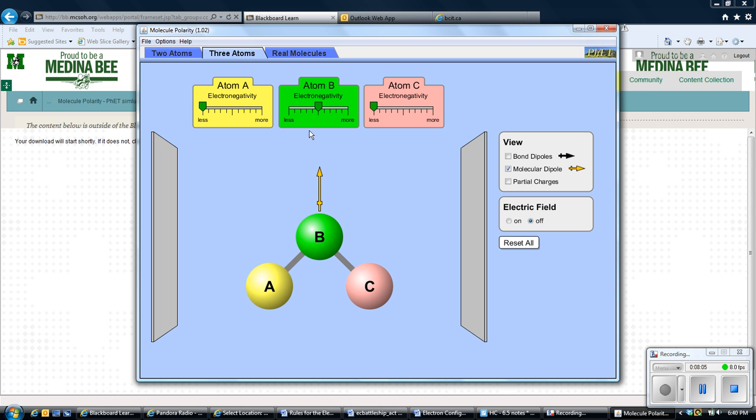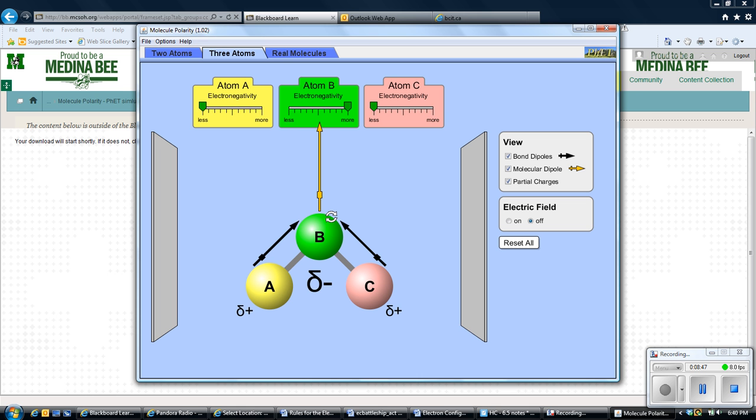Say we look at three atoms. What if all three atoms are identical? Then there's no dipole. Well, what if all of a sudden we say C is more electronegative? There we see not only is there a bond dipole, but there's also a molecular dipole. Let's say we make A more electronegative. Again, we see there are two bond dipoles, and it's creating a molecular dipole away from B. Let's just switch this around here.